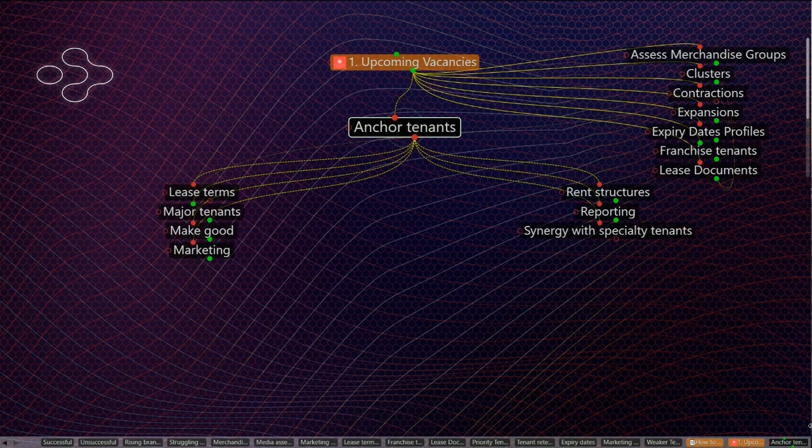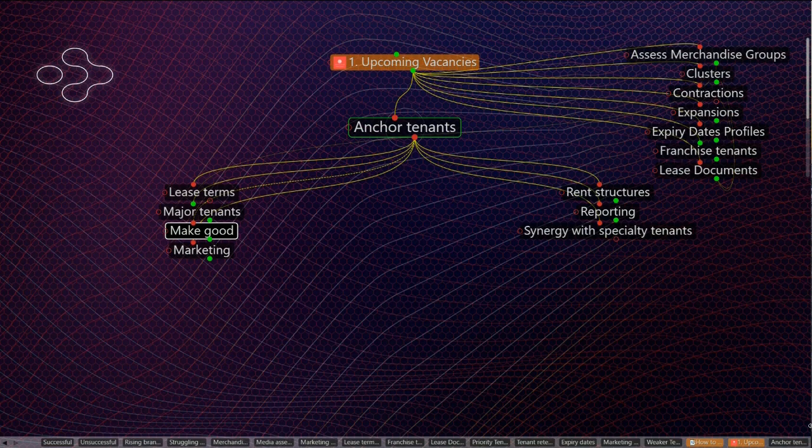With the anchor tenants, I'd be looking at these things. The lease terms and conditions, what are they for that particular anchor tenant or the multiple anchor tenants that you have. Understand those major tenants and go through their leases. Look at the make good requirements and how that can impact on the landlord, the timing of the vacancy when it comes up. Of course, anchor tenant leases are relatively long, so the planning for any make good changes when the vacancy occurs needs to be thought through.